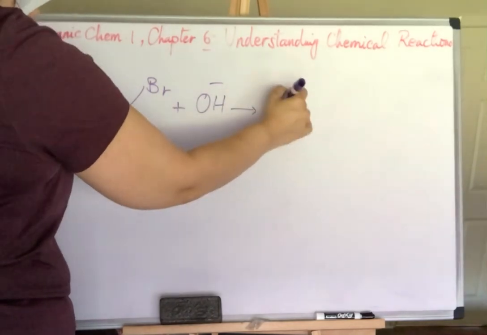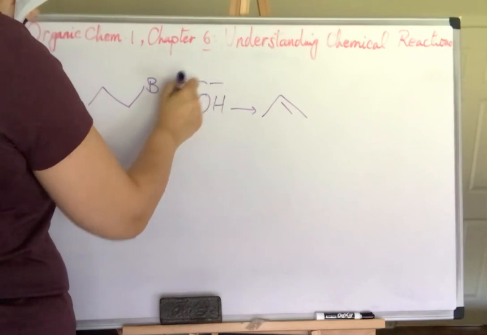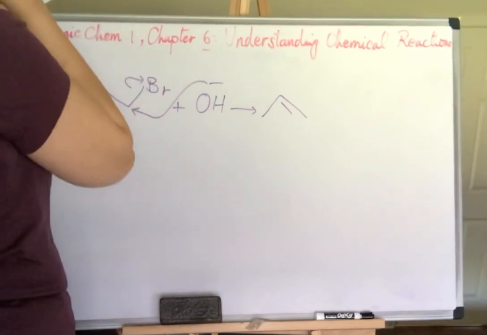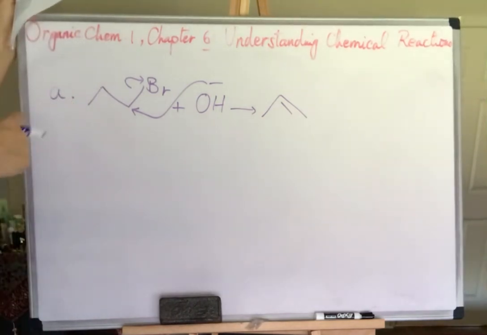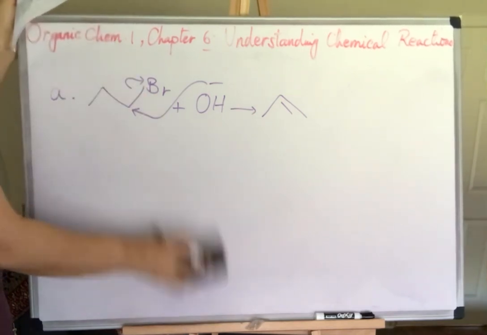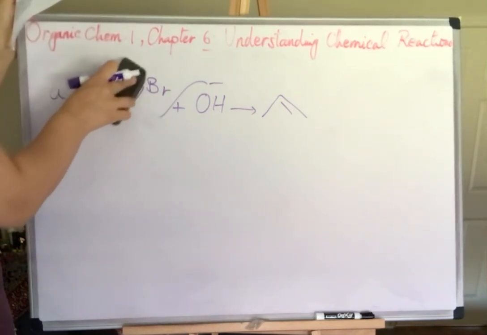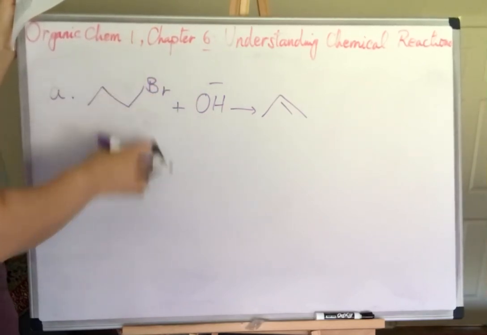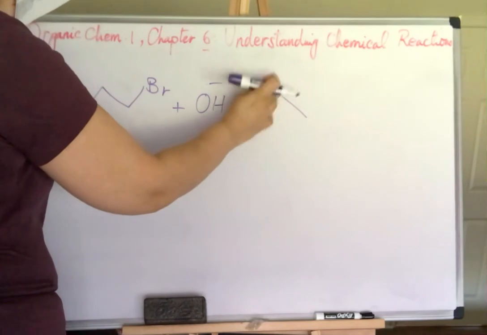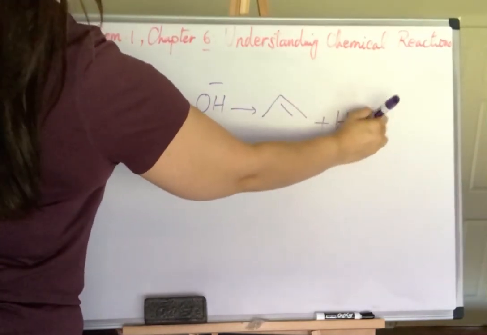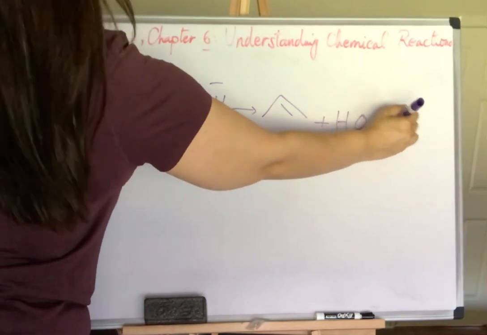What's happened here? Seems like OH has attacked Br. Is it? Let's not worry about the mechanism. I don't want to confuse you with the mechanism. Don't worry about it. You don't have to show the arrows at this point. You will have them next chapter. Plus H2O plus Br, bromide.